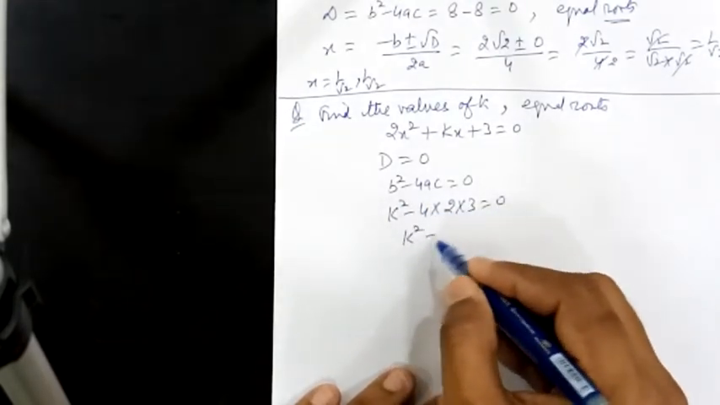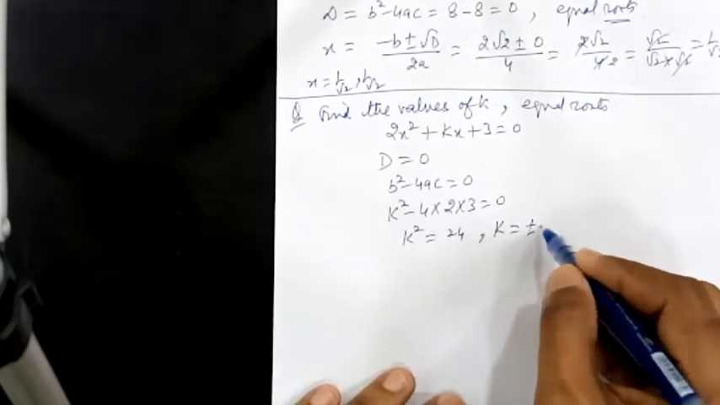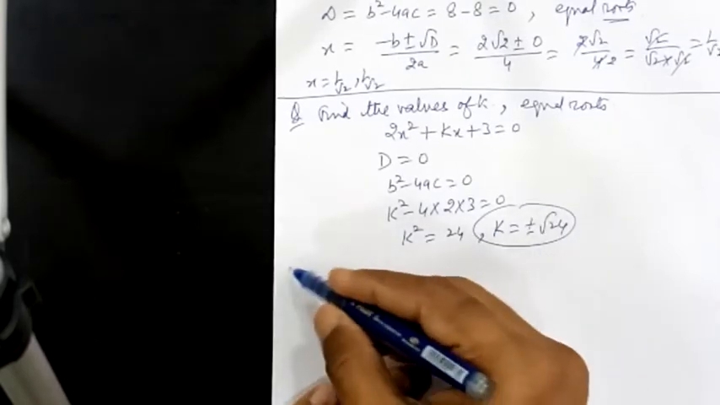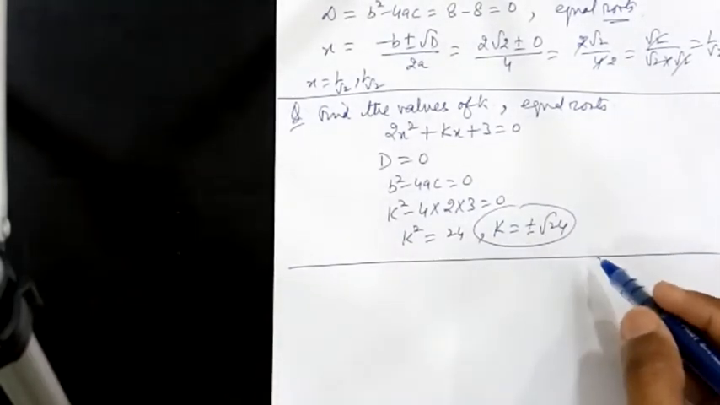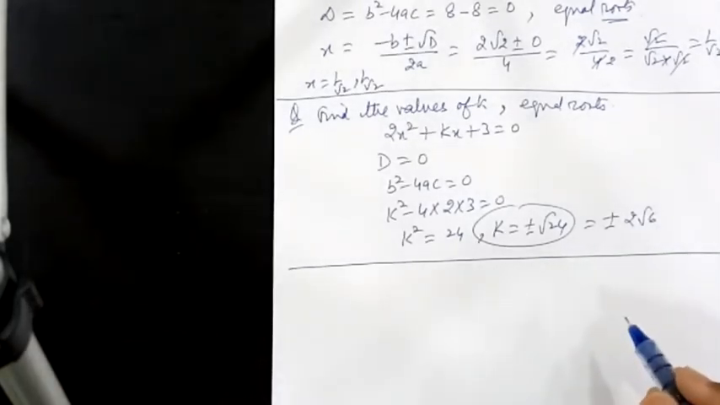So b square is k square, minus 4ac, a is 2, c is 3. So k square is equal to 4 into 2 into 3, that is 24. So k will be equal to plus minus root 24. Got it? Or you can write it in this manner, plus minus 2 root 6. So in this manner you can solve it.